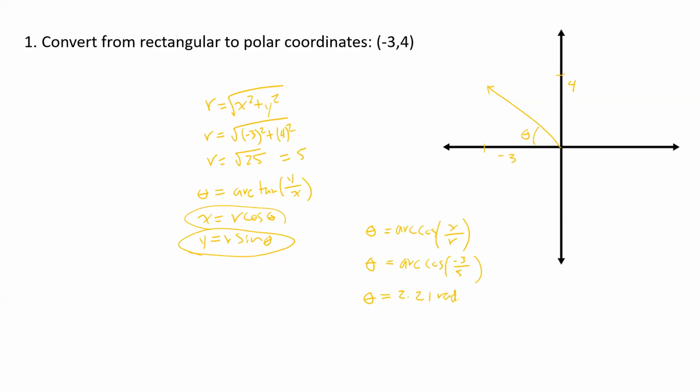I do want to point out that if you use the arctangent, you'll get some number, like 0 point something. You have to add pi to it to get it into the correct quadrant and to get that answer.